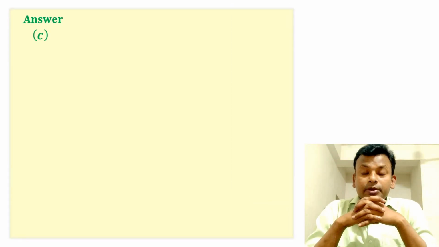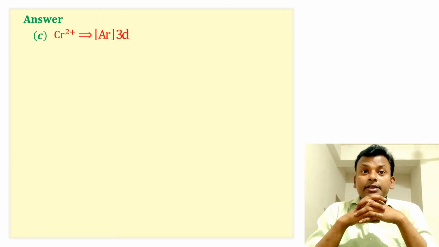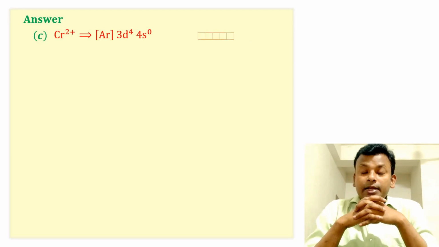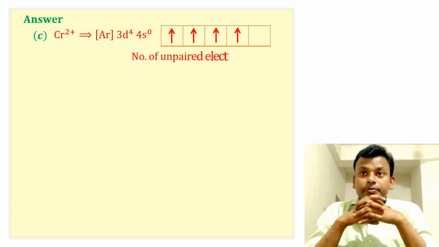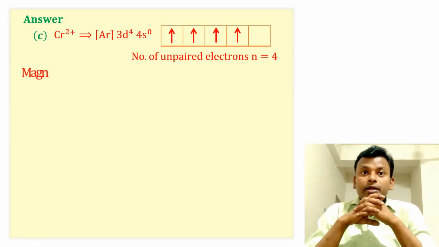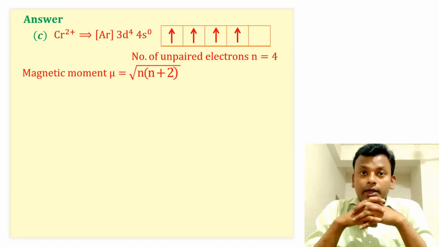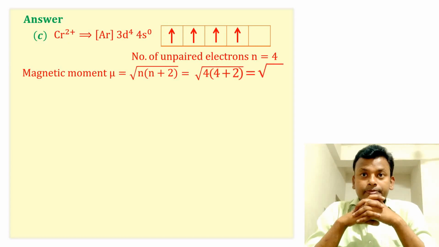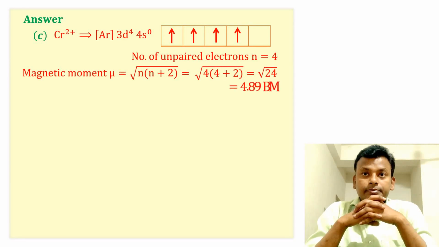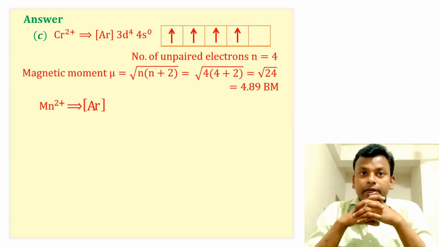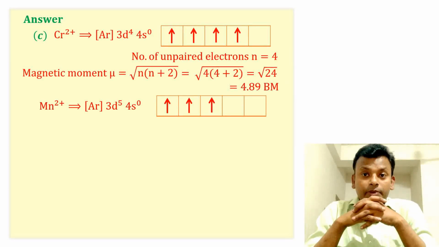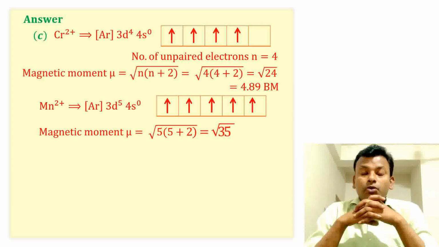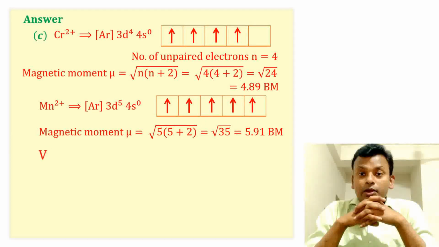Cr2+ electronic configuration is 3d4 4s0, that is, the number of unpaired electrons is 4 and magnetic moment equals 4.89 Bohr magneton. Mn2+ electronic configuration is 3d5 4s0, here the number of unpaired electrons equals 5, magnetic moment equals 5.91 Bohr magneton.